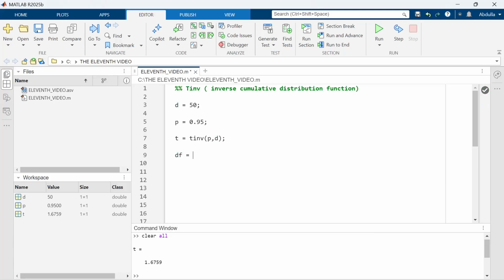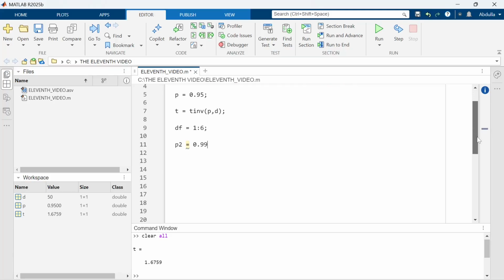So our degrees of freedom, as I said, is from 1 to 6. How can I do that? It starts at 1 and ends at 6, and the colon means it covers 1, 2, 3, 4, 5 till 6, so from 1 to 6 and everything in between. So this is my degrees of freedom. The second thing I have is p2, which is equal to 0.99. So right now I have both, so I'm totally ready.